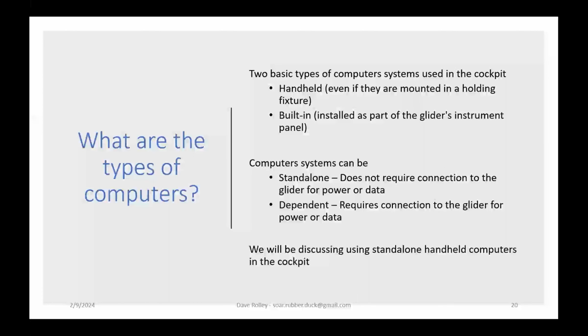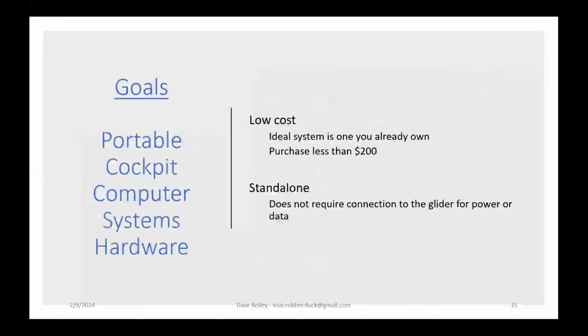Now, what we've got in our gliders are two basic types of computers. We've got a handheld, and I'm considering it a handheld even if it's mounted in a holding fixture. And then we've got a built-in, so it's installed as part of the glider's instrument panel. The other distinction is that computers can be standalone, so it doesn't require connection to the glider for power or data. The other one is a dependent installation, where it does require connections to the glider for power or data. Basically, what we're going to be talking about is using a standalone handheld computer in the cockpit. That's the purpose of this presentation.